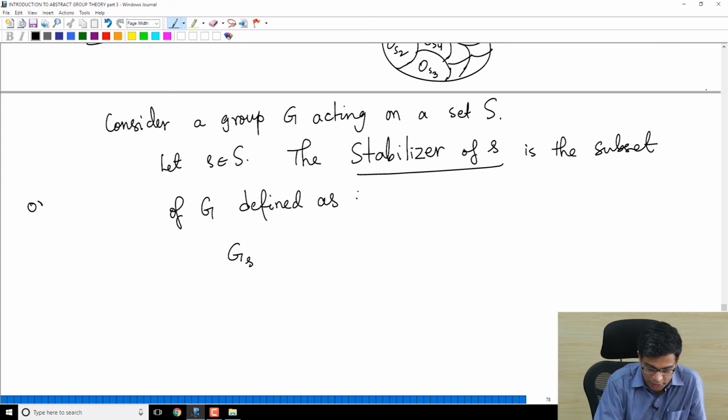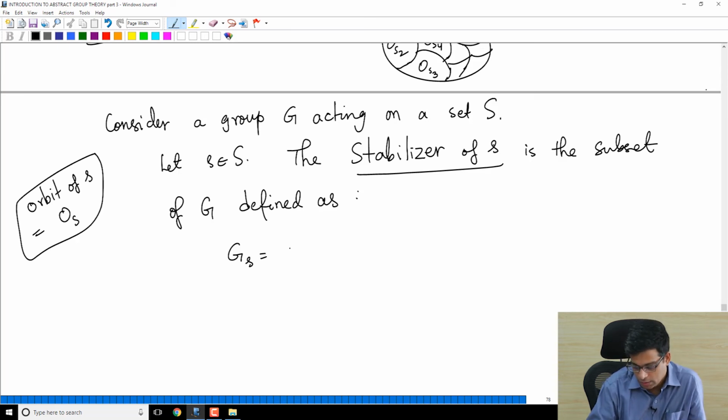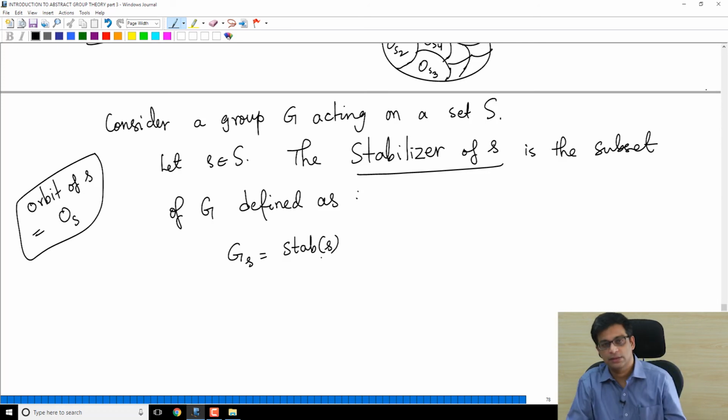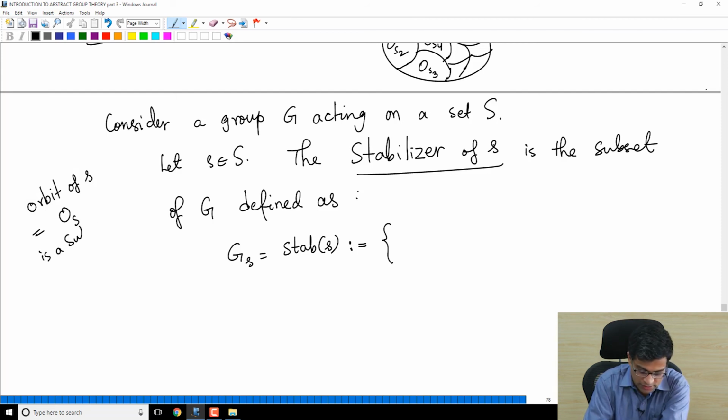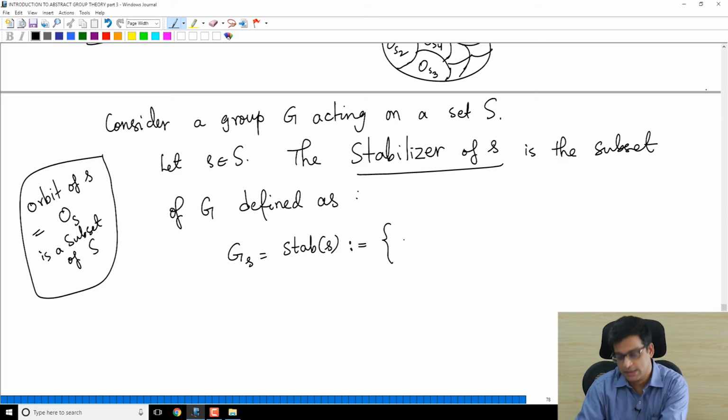Remember, we have orbit of S was denoted by O_S. Now I am defining stabilizer as G sub S, or sometimes I will use stab of S just for clarity. This is a subset of G. Unlike the orbit, orbit is a subset of capital S. Stabilizer, in the definition, is a subset, it is more than a subset actually, but we first define it as a subset.